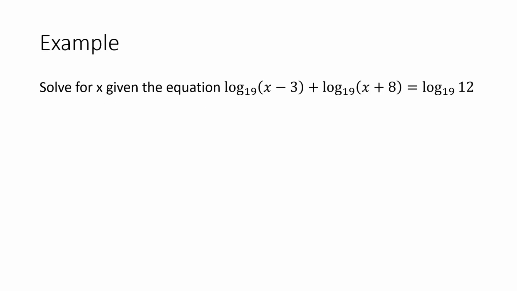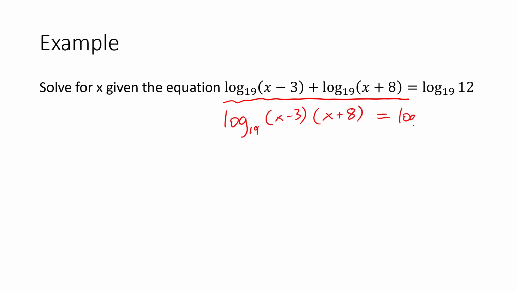Now, how about if we have this question? This one's going to be pretty interesting here. We're going to see a little surprise at the end of this question, perhaps. What we do is we see that on the left-hand side, we're adding two logarithms. So we can make that one logarithm where we're multiplying the argument. So it's the log base 19 of x minus 3 times x plus 8. And that's going to equal the log base 19 of 12.